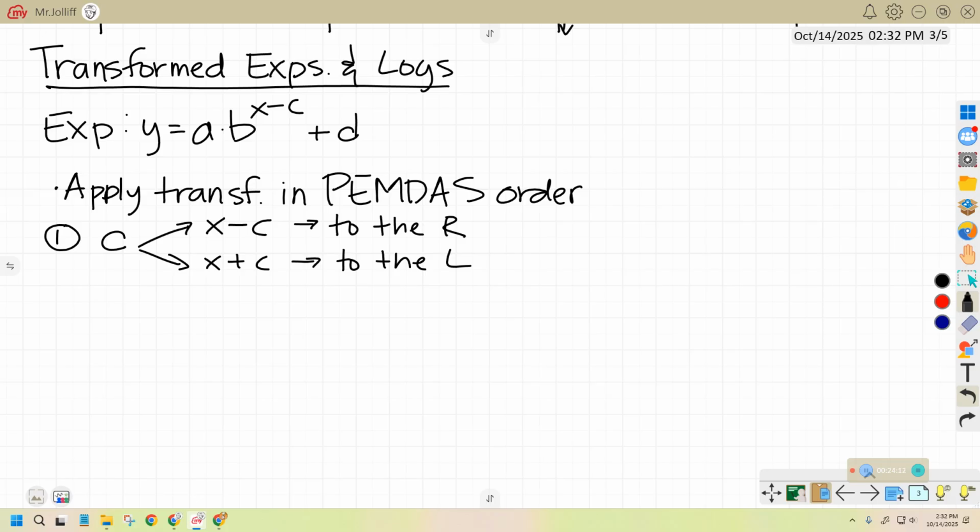Very good. So we've checked off the P, there's no parentheses. We've checked off the E for exponents. What comes next in PEMDAS? Multiplication. Very good. I have to deal with that a out in front, times a. And there's two things that a does. First, if I look at the absolute value of a, that stretches and compresses my graph.